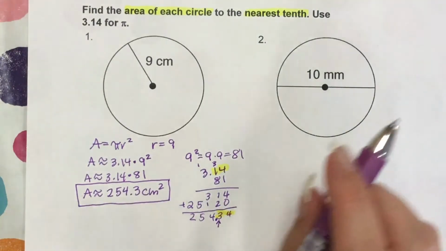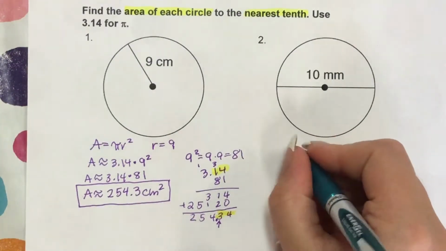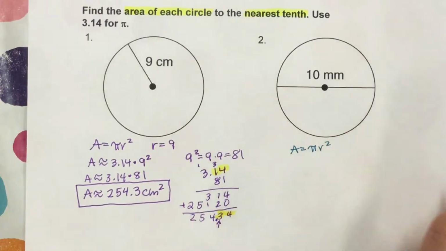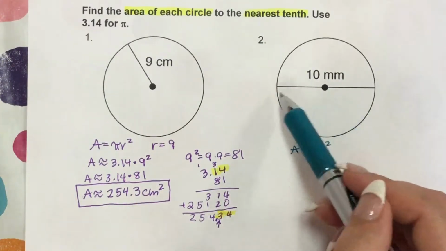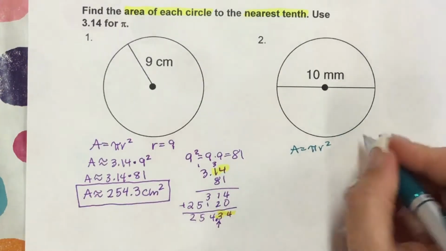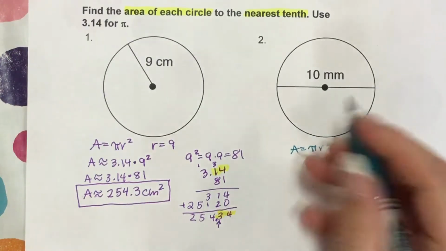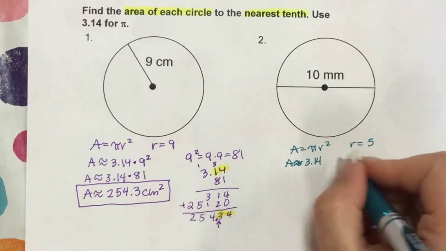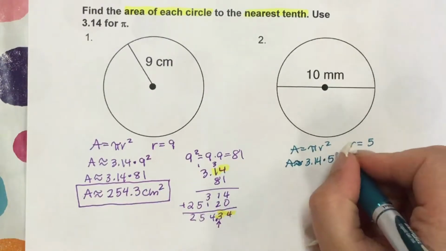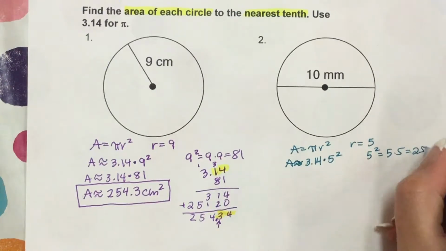Okay? All right, let's go ahead and do another problem over here. So we're finding the area here. So we're going to write down the formula. Area equals pi r squared. We need to determine the radius. So right now we know from here to here is 10. This is the diameter. The radius is going to be half of this. So half of 10 would be 5. That means our radius is going to be 5. Okay? So then we just substitute this into our formula. Area is approximately 3.14 times 5 squared. And remember, 5 squared is the same thing as 5 times 5, which is equal to 25.